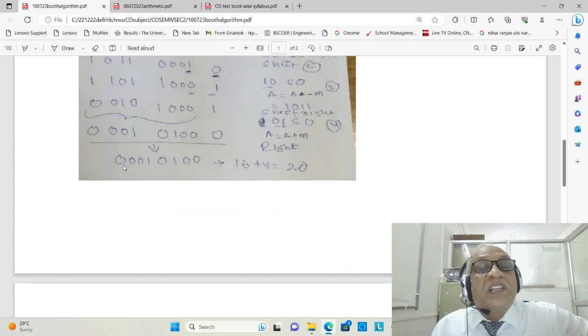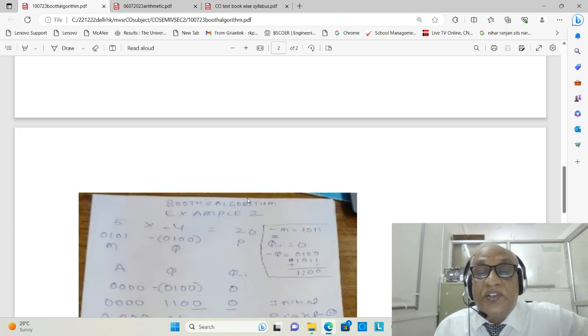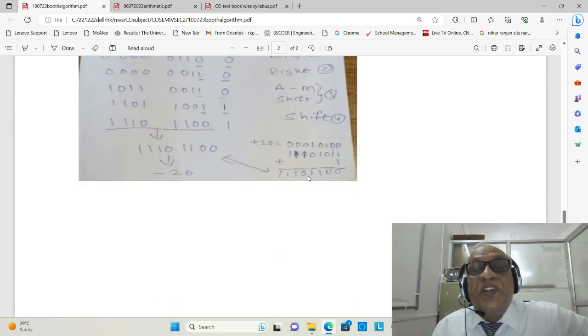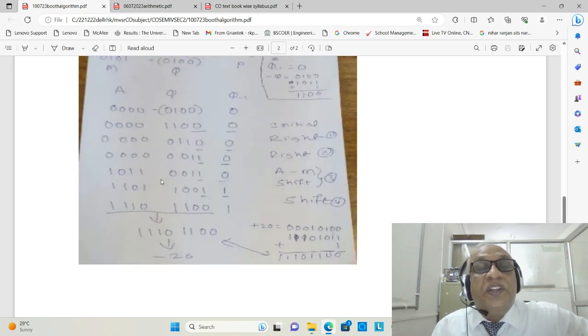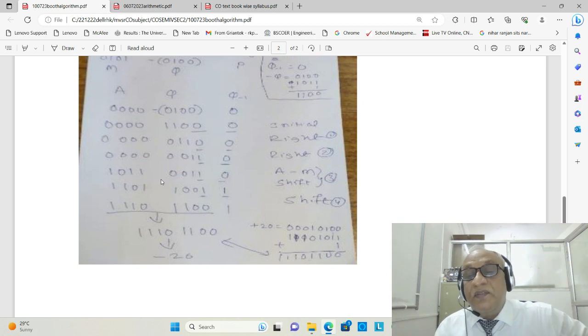In the previous example I got this 20. So 20 is 0 0 0 1 0 1 0 0. How is this 20 calculated? This is 4 and this is 16. So 4 plus 16 is 20. Now this is plus 20, positive 20. So the negative 20 will be the 2's complement of this. If we take the 2's complement of this, it comes to be 1 1 1 0 1 1 0 0. So that becomes our resultant. With this we stop the discussion of Booth's algorithm.